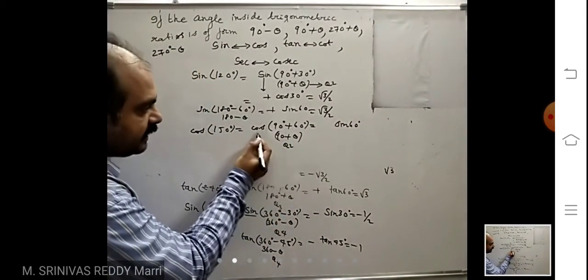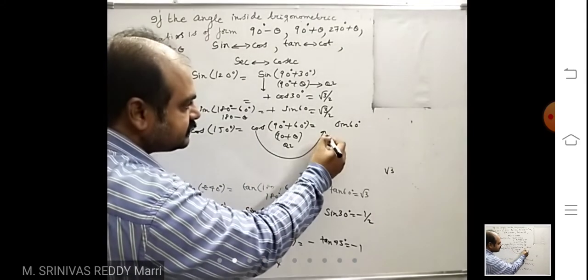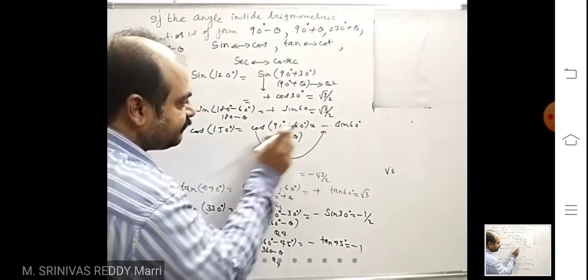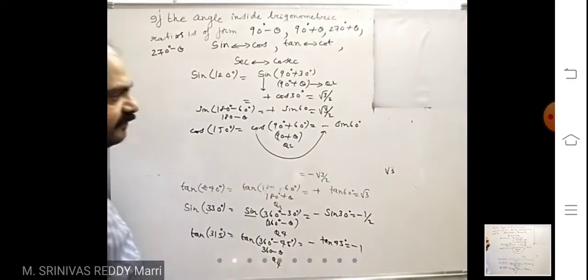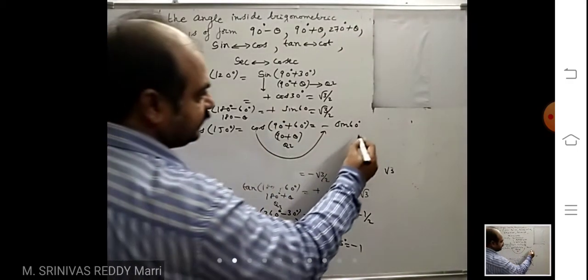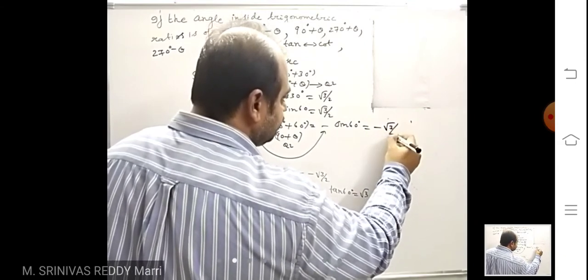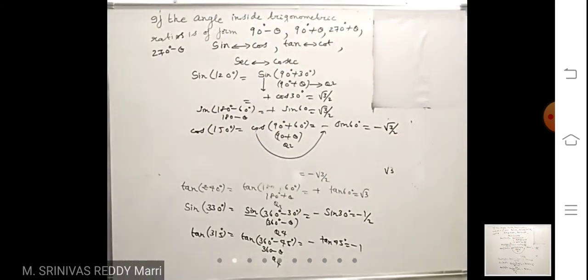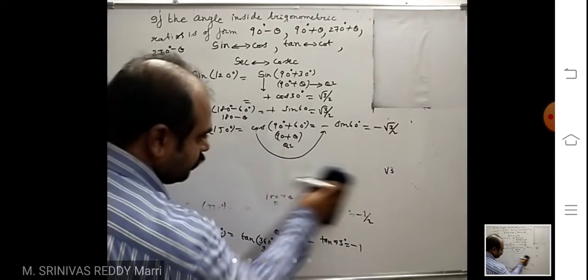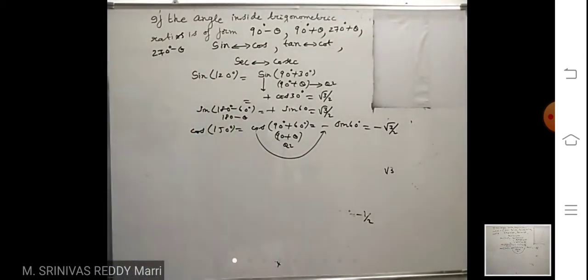So in quadrant 2, this cos is what? This cos is negative. Don't write the sign of this one, in the question given now, the sign of that one. Minus sine 60. Minus sine 60 means what? Minus root 3 by 2. Like that value. Like that, 90 plus theta.